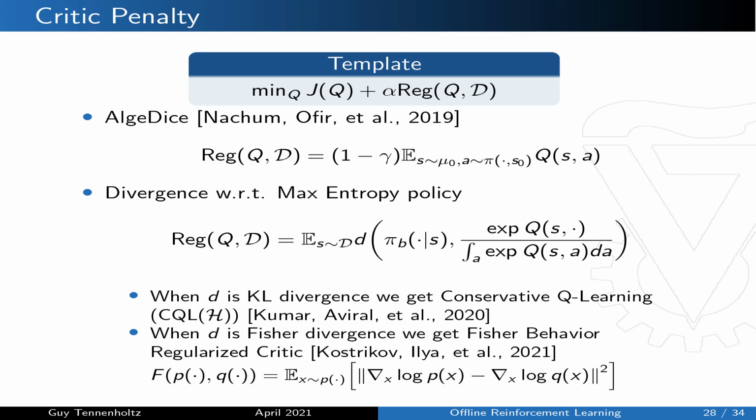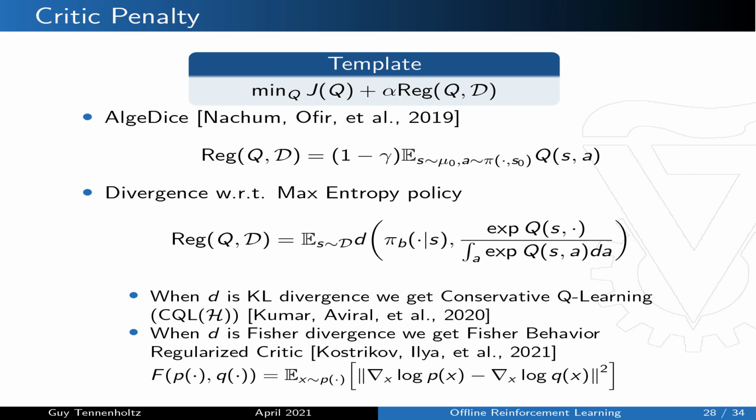Now we talked about methods to penalize the policy through proximity. We talked about ways of adding a penalty to the critic, to the Q function, in order to make it not be too optimistic. Let's talk about uncertainty now. How can we add uncertainty?